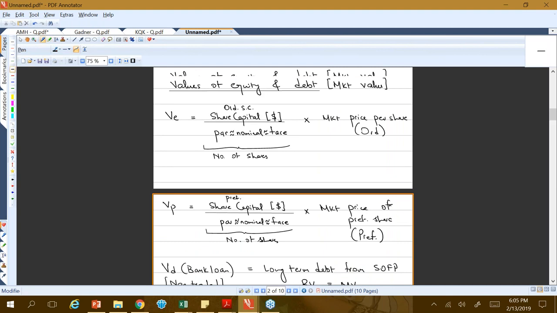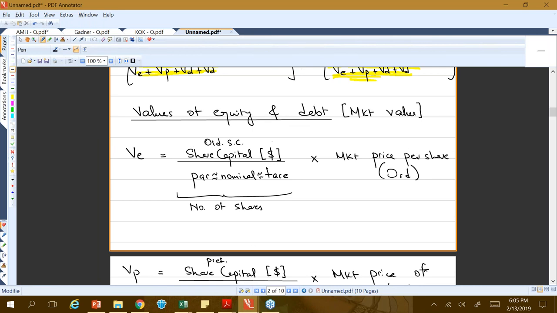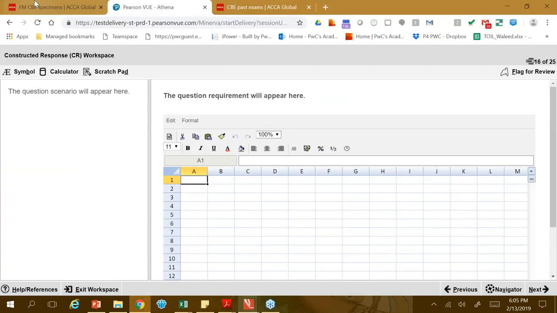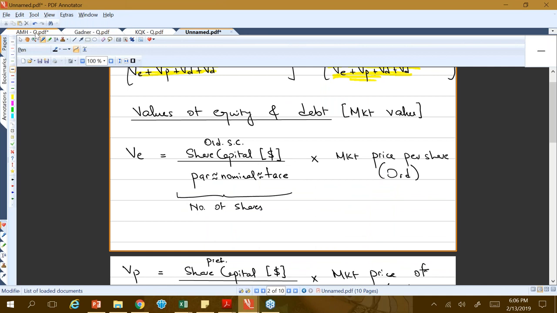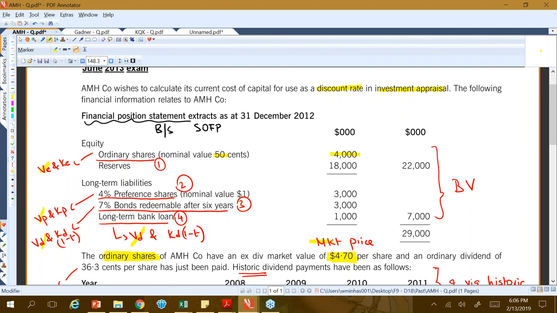So how can we find out the values of equity? VE is the ordinary share capital in dollar terms over the par value of the shares into the market price per share. So what is the ordinary share capital here? Well, the ordinary share capital is $4 million. What is the par value of these shares? 50 cents. And what is the market price of the shares? That was the 4.70. So $4 million is the share capital in dollar terms. Par value is 50 cents. And then the market price is 4.70.